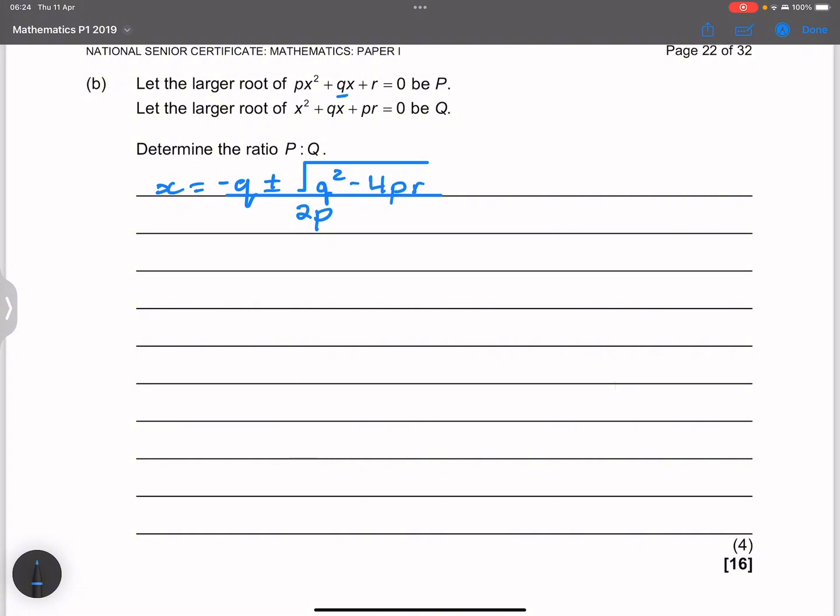And they said the larger root of it. So the larger root is when I don't have the plus or minus. In this case, this is when I just simply have the plus. That will be the larger root. So they said let that be p, big P, that is.